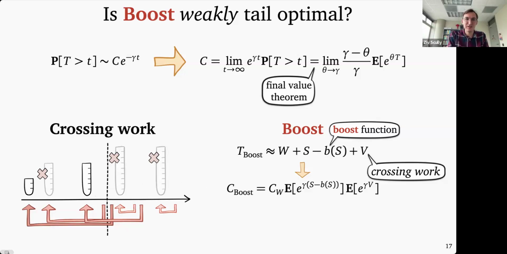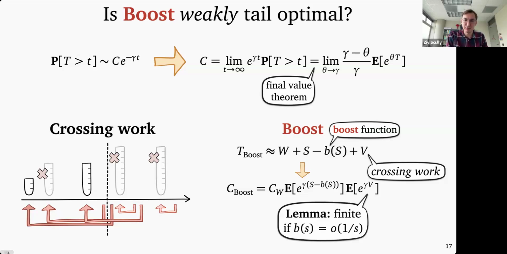And so as long as your boost function doesn't boost small jobs a super big amount, you're going to be okay. Specifically, we prove that this MGF is finite as long as your boost function is, this should say big O of 1 over S. So actually big O is fine.